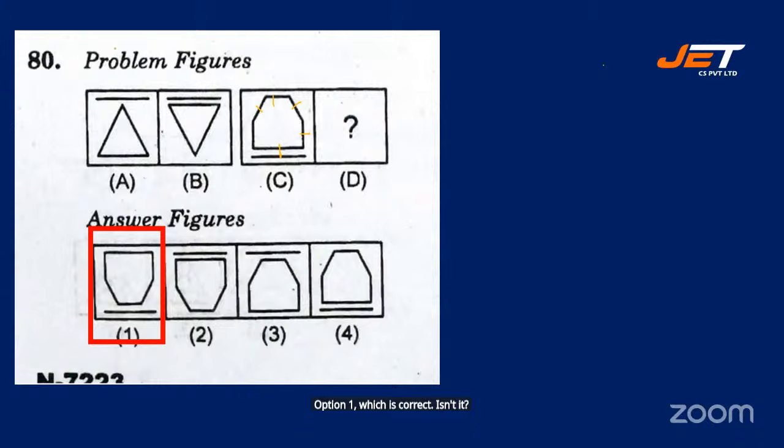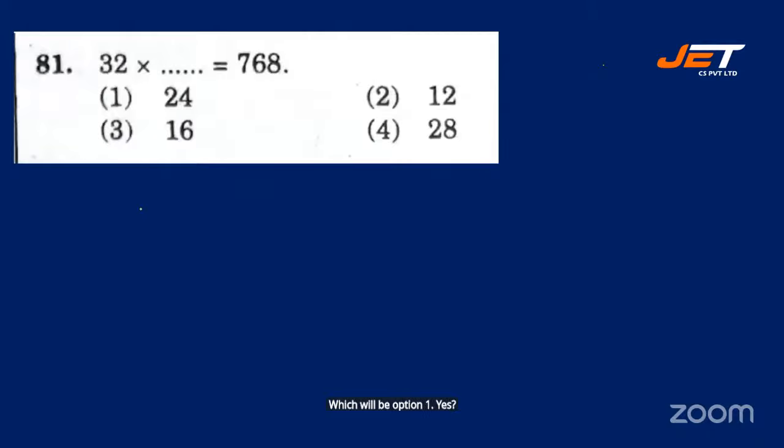See, what is the difference between option 1 and 2? The straight line is up, but this figure has been turned upside down. Like that, this line has to be only down. This only you have to turn upside down, which will be option 1. Right. Now let's move on to the next question.